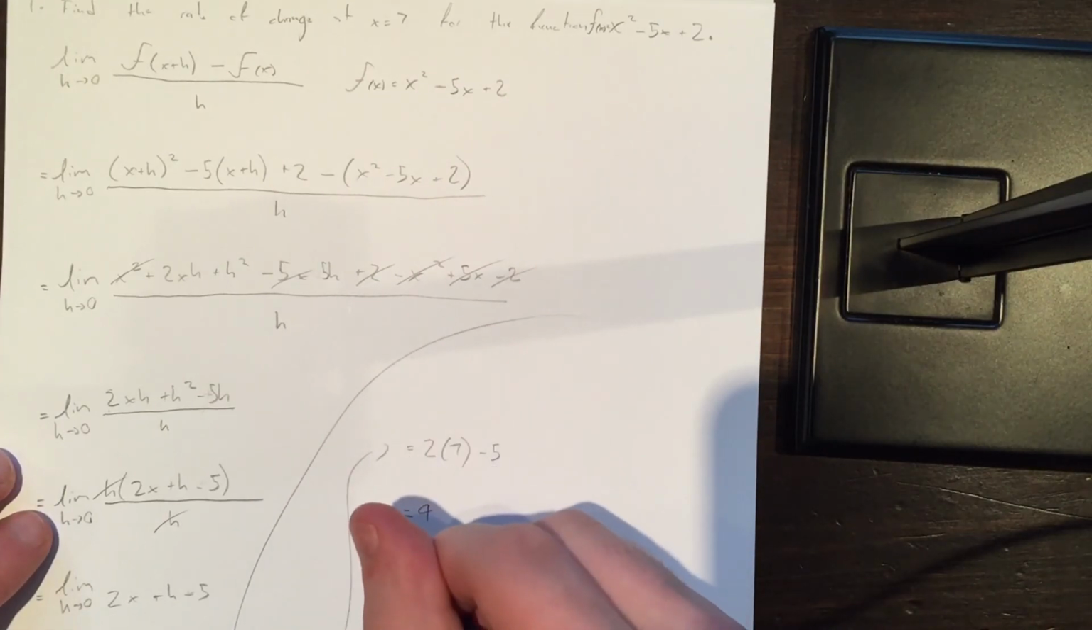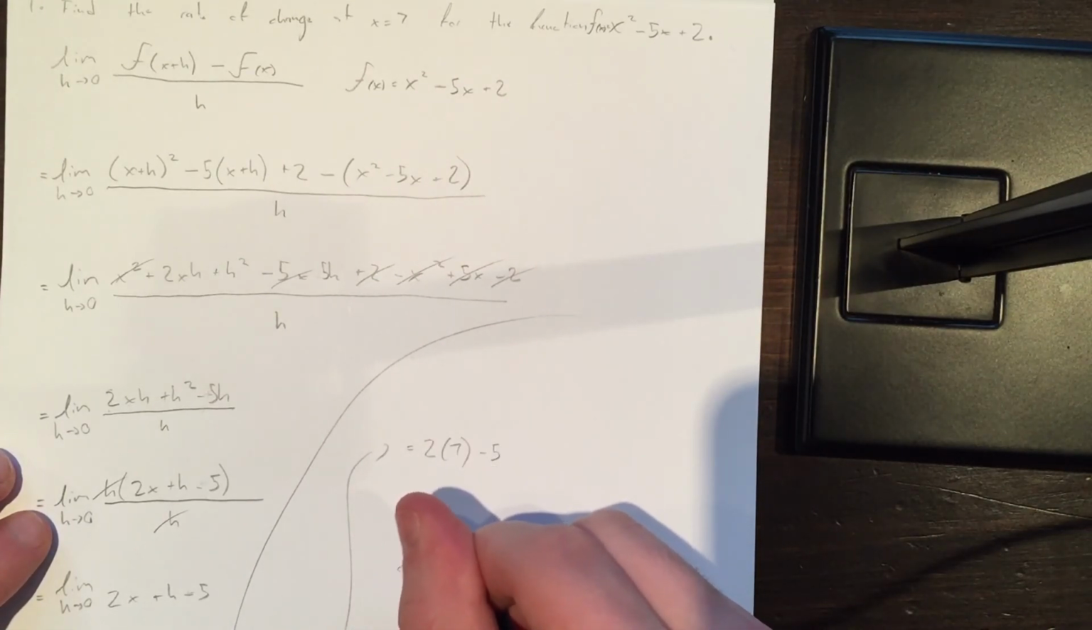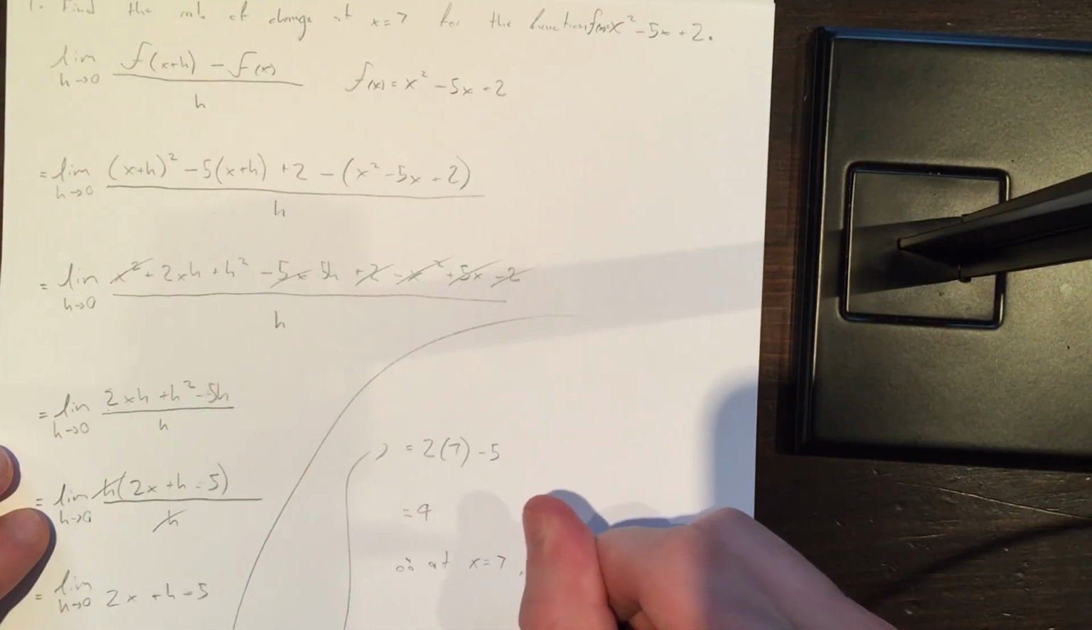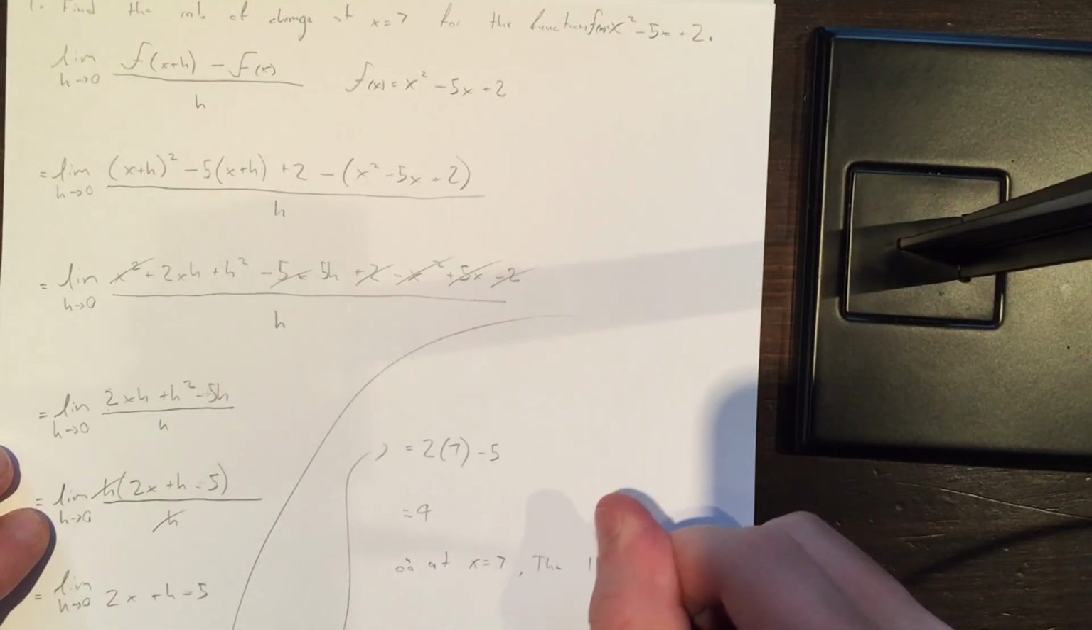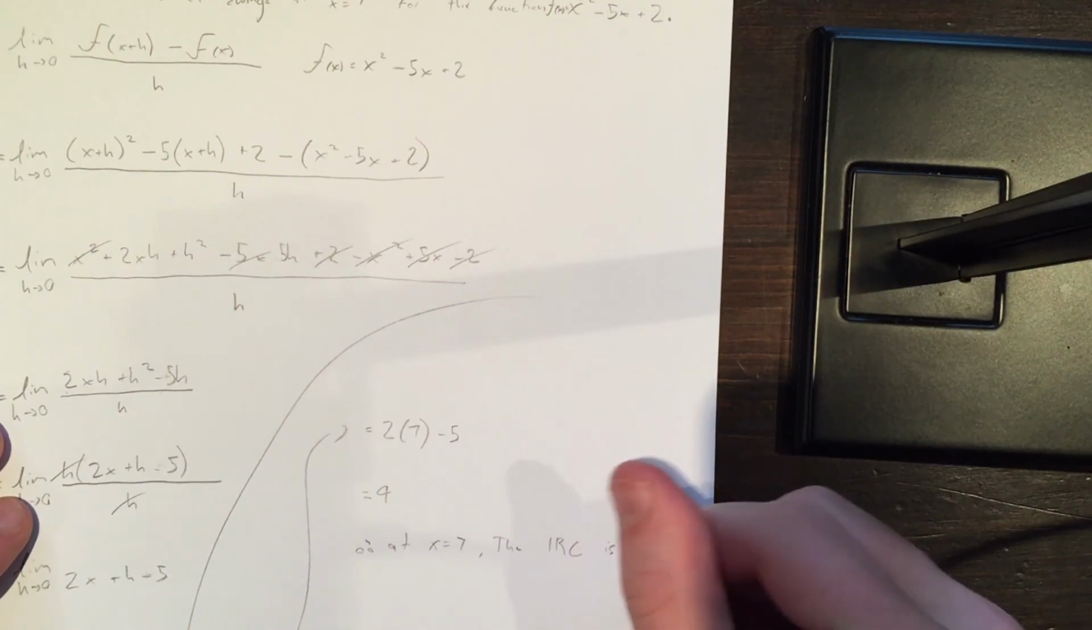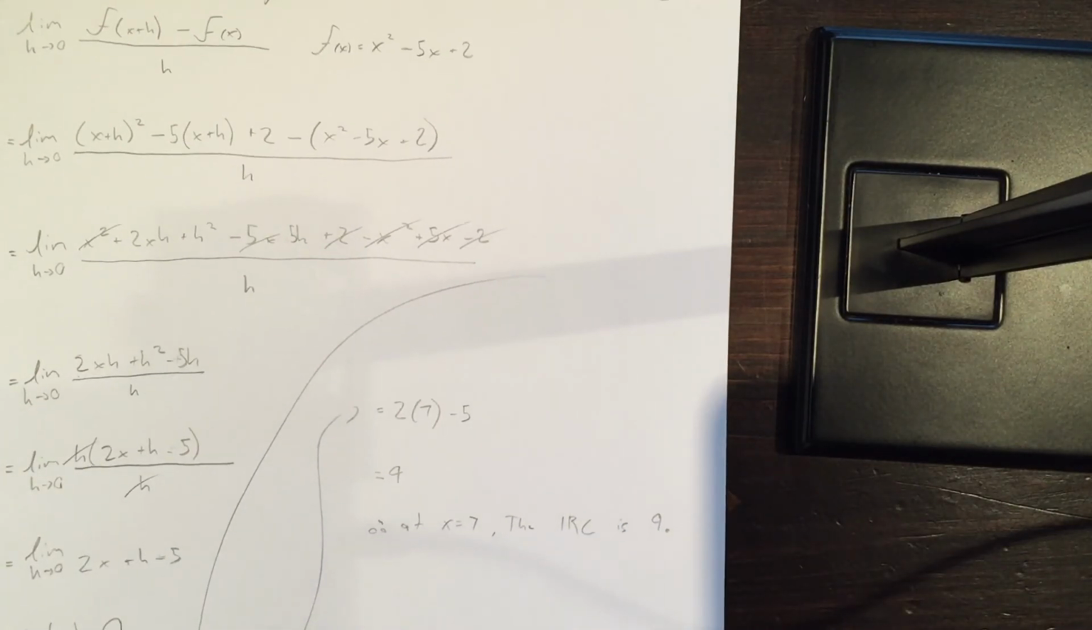So, therefore, at x equals 7, the instantaneous rate of change, or IRC for short, is 9. There's the first example done. So, the next example is going to be a word problem here.